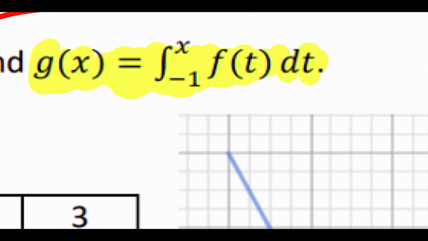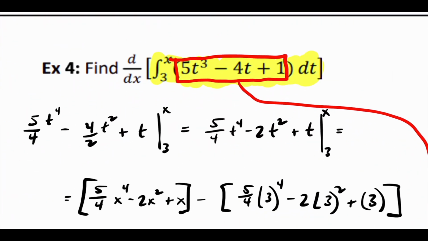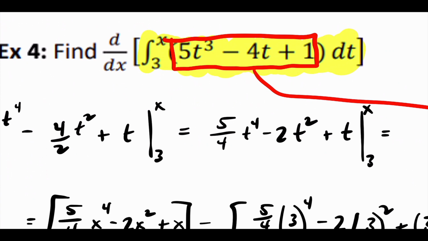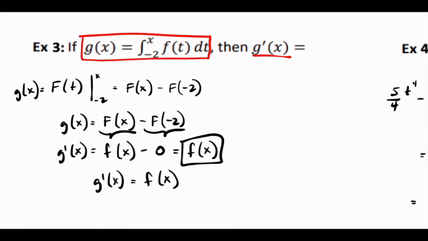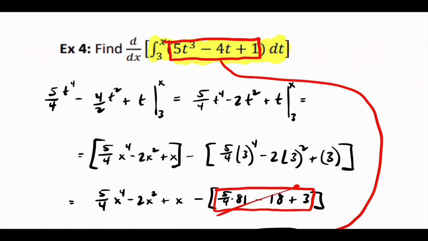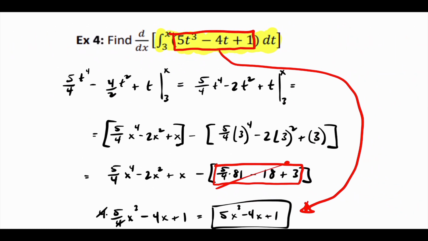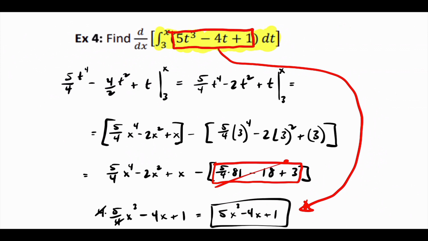So what would G prime be? There you go, right? We've seen that before. G prime is the derivative of that guy. It's like asking that question right there. What is the derivative of that guy? Well, what did we end up getting? Itself, right? Just with an x instead of a g. When we took the derivative here, didn't we just get 5x to the third power minus 4x plus 1? So it's the same thing.